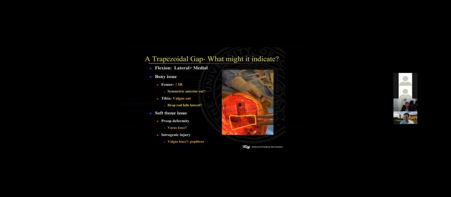Was the femur cut in internal rotation and I saw that asymmetric hill of an anterior femoral cut? Was the tibia cut in valgus and I noticed too thick of a lateral resection on my bone wafer? Was the patient a severe varus knee and this is part of their underlying pathology? Or did I inadvertently cut the popliteus during the procedure?